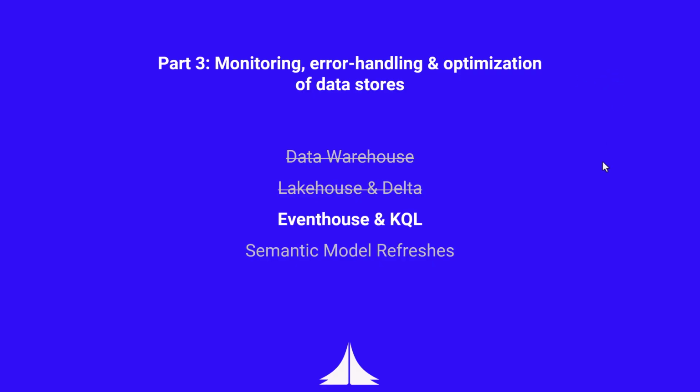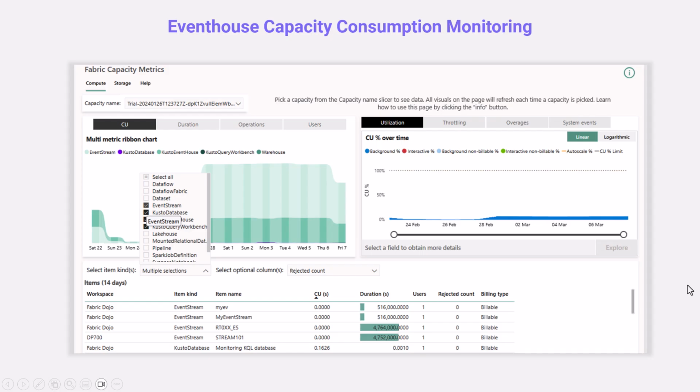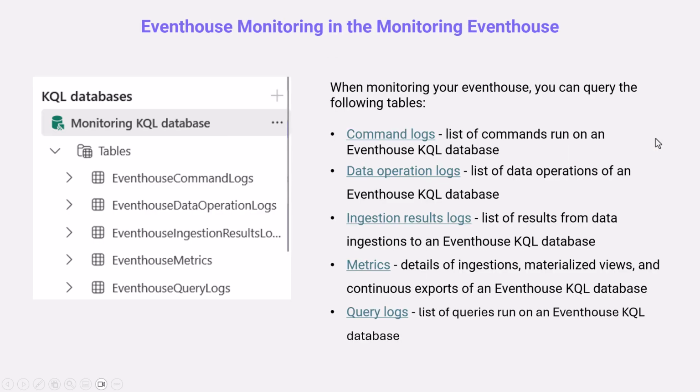All right, we're making good progress. Let's dig into the Eventhouse and KQL optimizations next. So again, the capacity metrics app is where you're going to want to go to monitor capacity usage from things like your event streams, your Eventhouse, KQL database, and all of that good stuff. Now, the real-time intelligence experience in general is a heavy user of capacity units. So if you're implementing a real-time solution, you're going to want to get quite familiar with the capacity metrics app and look for ways in which you can optimize your spend.